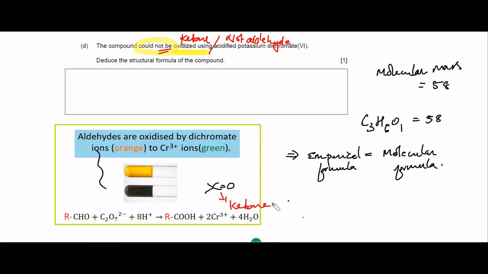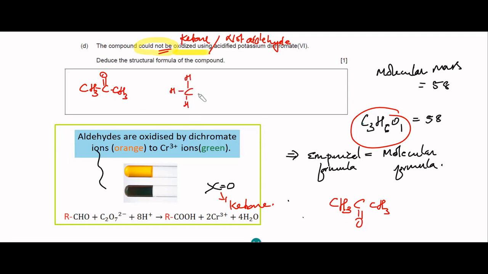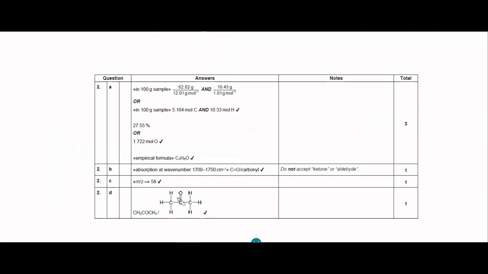Empirical formula is the same as molecular formula, so combining all this data, we can propose CH3, C=O, CH3. This is the only ketone that we can get out of these many atoms. So what is our compound? Our compound is nothing but CH3COCH3. We can write the structural formula as CH3, C double bond O, CH3, showing all the hydrogens. Let's see the marking scheme. This is it.